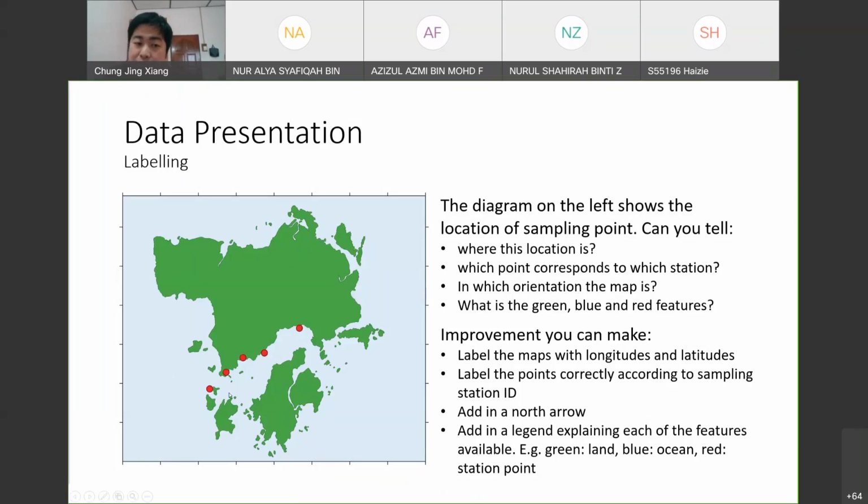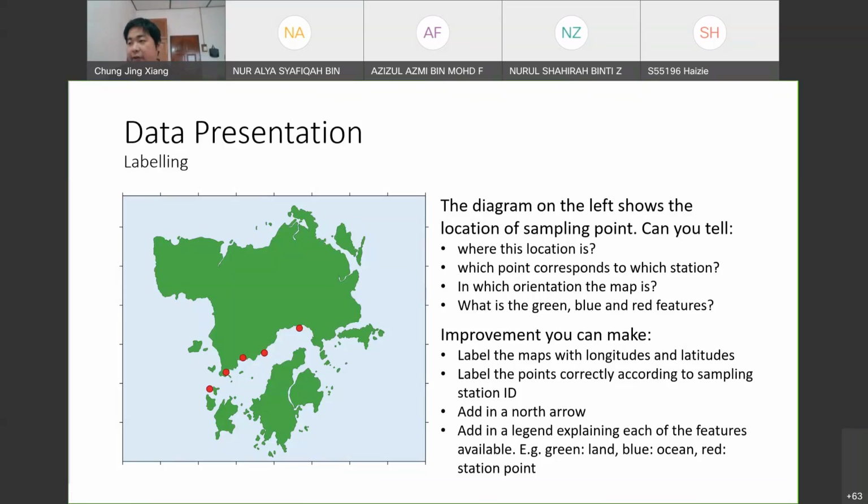And to know the orientation of the map, you can add in a north arrow. But we have to remember, not always do we need a north arrow. Obviously, if you show a map of peninsular Malaysia, and the orientation is north upward, southward, you don't really need a north arrow. A north arrow is important when you don't know the orientation of the map. The map can be in any orientation, but you want to tell the people, this is north. Then you include a north arrow.